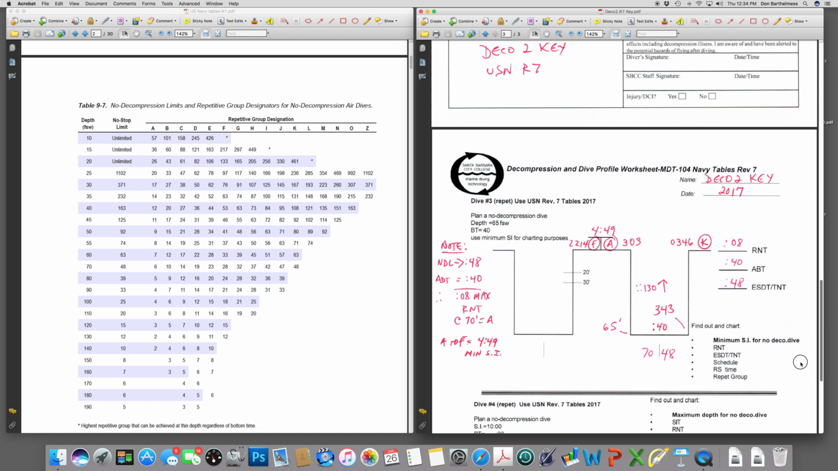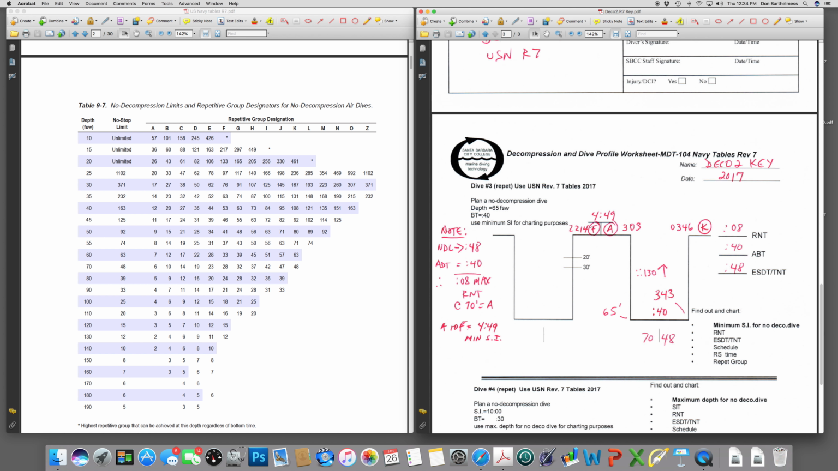Scrolling down to dive 3. We put 2214 as an F diver here, and I'm asking you to plan a no decompression dive to 65 feet, and I'm telling you that you're going to have a task to do that takes 40 minutes. I want you to tell me what the minimum surface interval is just for charting purposes here.